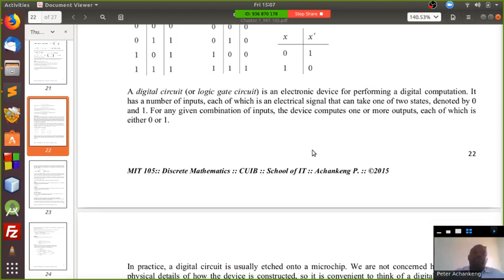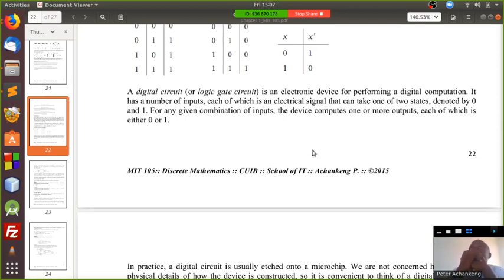A digital circuit, or what is called a logic gate circuit. You hear a lot about logic gates. So a digital circuit or a logic gate circuit is an electronic device for performing digital computation. So you use a logic circuit to perform digital computation. You might want to produce a calculator where you are able to add two numbers. You can combine some logic circuits such that when you put the two numbers here, it adds the numbers and gives you the output.